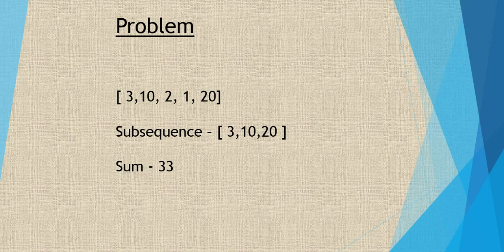So as you can see, the longest increasing subsequence is 3, 10 and 20. The sum of these three integers is coming out to be 33. So let's find it out. Let's solve this problem right away.